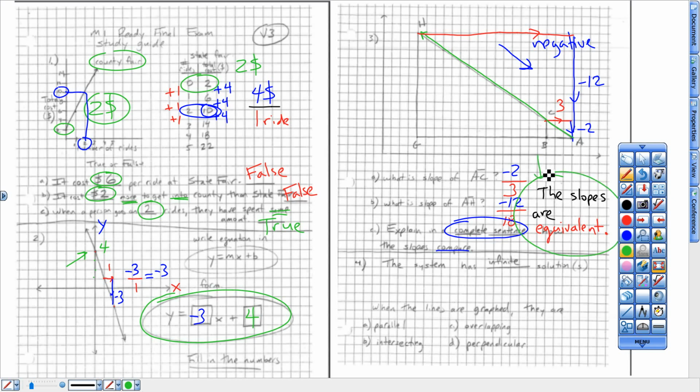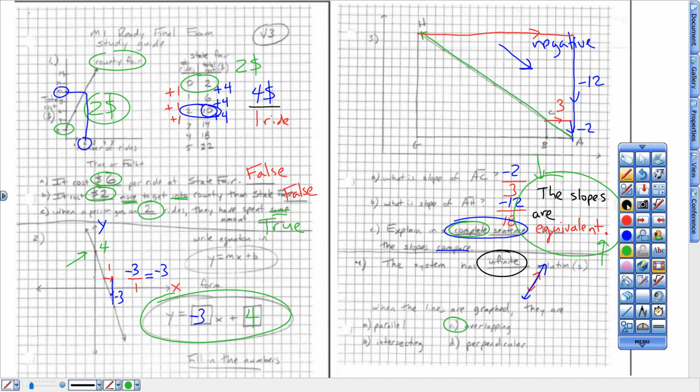Capital letter right there, period right there. That is a complete sentence. All right, here we go. System has infinite solutions. Remember, infinite is when you have two lines overlapping. That is infinite. So that's going to be overlapping this one right here.